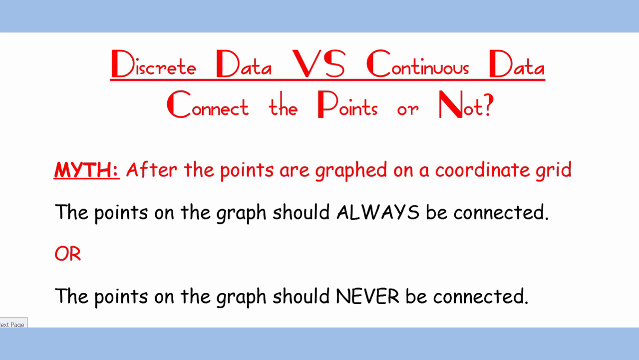Hi everyone, in this lesson we will go over two concepts, discrete data and continuous data, which refers to whether the points should be connected or not. So let's begin with things that you believe in but that's not necessarily true. If the points are graphed on a coordinate grid, the points on the graph should always be connected, or the opposite, the points on the graph should never be connected. None of these are necessarily true all the time because it all depends on what data you're dealing with.